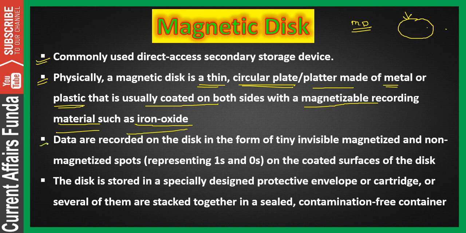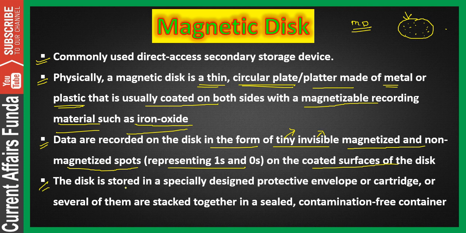Next point: data are recorded on the disk in the form of tiny, invisible, magnetized and non-magnetized spots representing ones and zeros. The spots that we cannot see are called invisible. This type of recording is done on the coated surface of your disk through tiny invisible magnetized or non-magnetized spots.